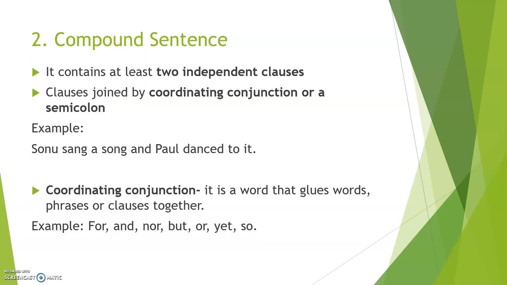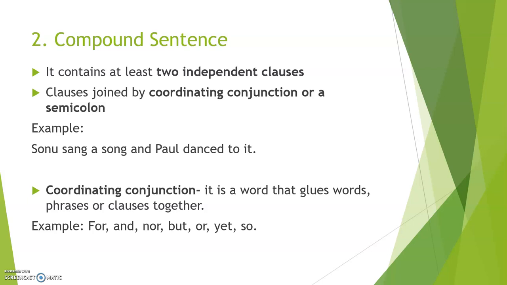Moving on, the second one is compound sentence. A compound sentence contains at least 2 independent clauses. These clauses are joined by a coordinating conjunction or a semicolon. Let's see what coordinating conjunctions are. It is a word that glues words, phrases, or clauses together. The coordinating conjunctions are for, and, nor, but, or, yet, so.